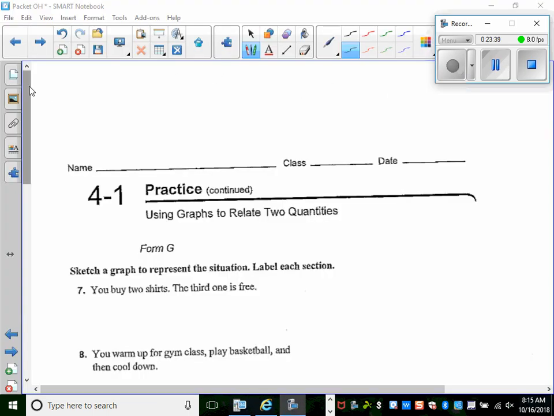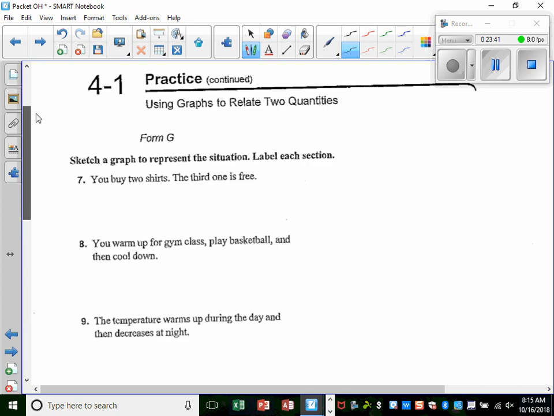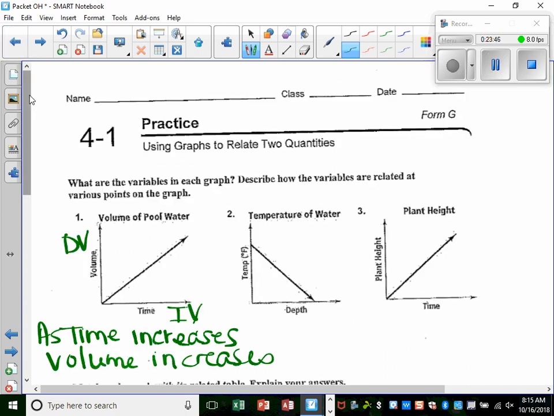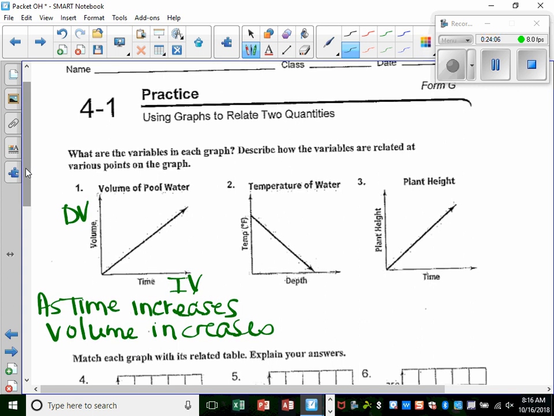Okay, so I'm just going to quickly review what your homework is. I'm going to actually do question number 1 on page 6. So go to page 6 because your homework will start from pages 6 and then 7 and then 8. Okay, so here it says, what are the variables in each group? And describe how the variables are related at various points on the graph. So all I want you to do for these 3 graphs is just to tell me what's going on. You can look at the title, how it's labeled.